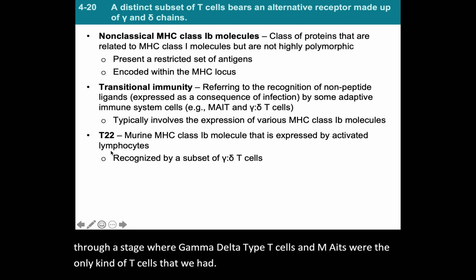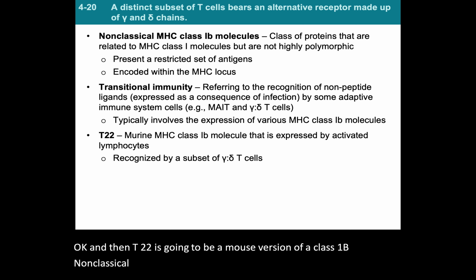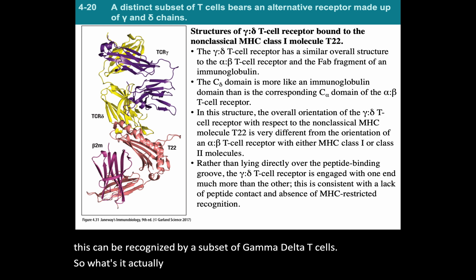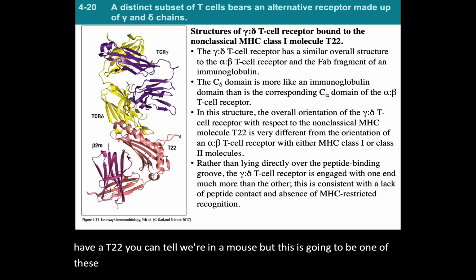Okay, and then T22 is going to be a mouse version of a class 1b non-classical MHC. So if you see that anywhere, that's what that is. And it's going to be recognized by a subset of gamma delta T cells. Okay, so what's it actually look like? Well, glad you asked. So here, since we have a T22, you can tell we're in a mouse, but this is going to be one of these non-classical presentations.